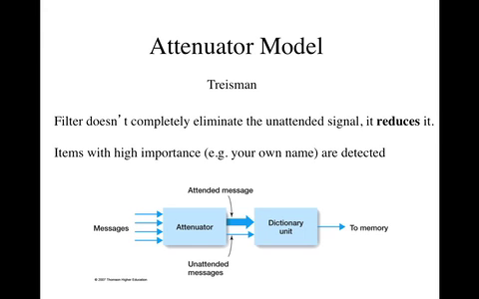Now, of course, this doesn't literally mean that the volume is turned down, but you can think of it in terms of the signal that your brain is sending further on for processing. The unattended message gets a lower, reduced signal in the attenuator model, whereas the attended message has a much stronger signal. They both go to the dictionary unit, but only those things that are of high importance are going to end up being noticed to the point that they make their way to memory.